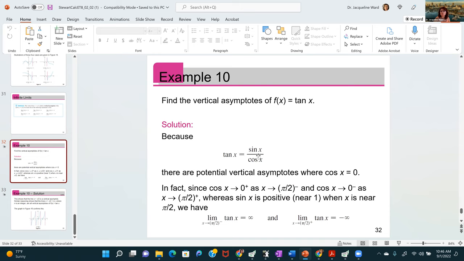So tangent is sine over cosine. And you might remember with rational expressions, we end up with vertical asymptotes where the bottom equals zero. So there are potential vertical asymptotes where the cosine is zero. And since the cosine goes to zero from the right as x goes to pi over 2 from the left, and it goes to zero from the left as x goes to pi over 2 from the right, whereas sine is positive near 1, you end up with these limits. As x goes to pi over 2 from the left, you get positive infinity. And as x goes to pi over 2 from the right, you get negative infinity. So that's just one particular example there.